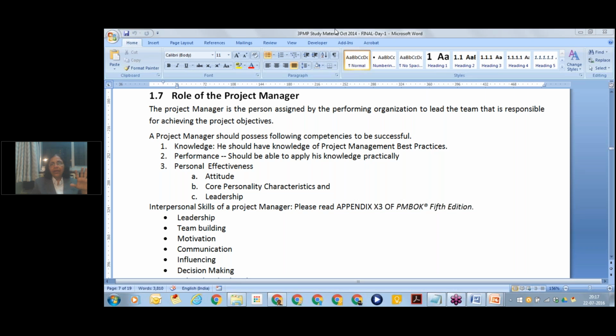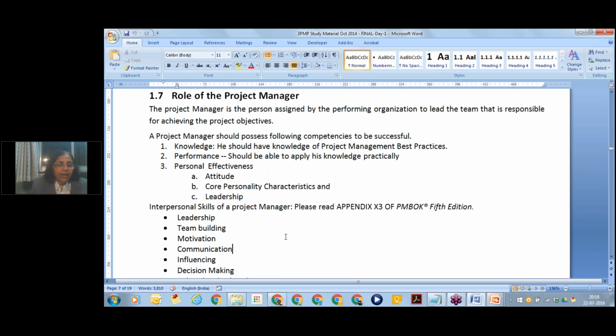Very important is his personal effectiveness and his interpersonal skills. What is personal effectiveness? His general attitude, the way he interacts, his core personality, the way he leads, the way he manages, negotiates, talks to people. All this is very important. Listens actively. So interpersonal skills and attitude, these two are the most important, followed by core personality characteristics like honesty, being empathic, having empathy for others. These will be helpful for a project manager.